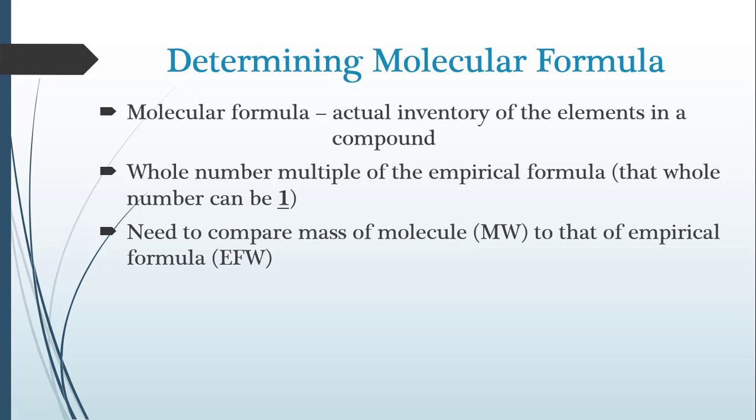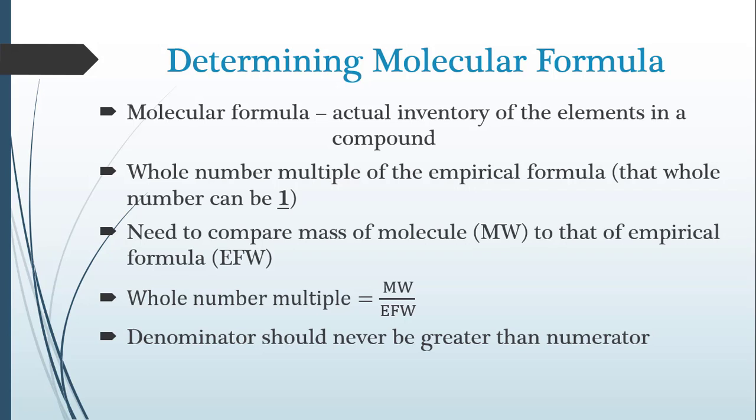What we then need to do is to compare the mass of the molecule, or the molecular weight, to the mass of the empirical formula, or the empirical formula weight. So you set up a ratio with molecular weight in the numerator and empirical formula weight in the denominator. The denominator should never be greater than the numerator. It might be a few centigrams bigger, but they really shouldn't be markedly bigger.